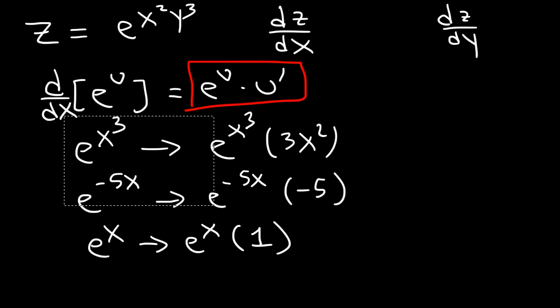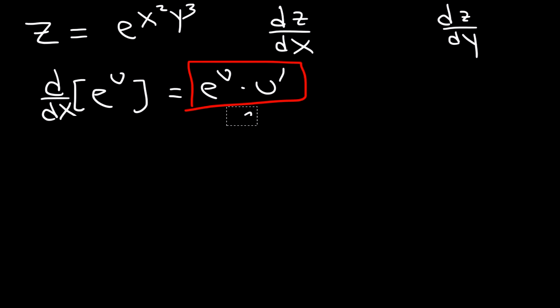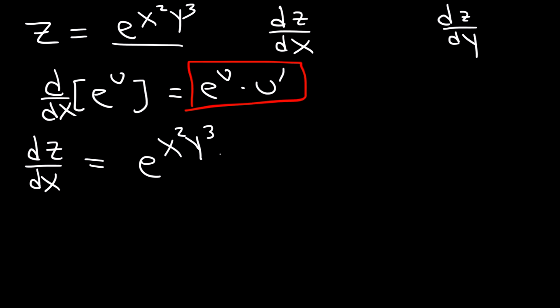Let's just get rid of this portion. Let's keep the formula there. So let's find dz dx. So it's going to be e to the u, which is e to the x squared y cubed. It's going to be the original expression times the derivative of x squared y cubed.